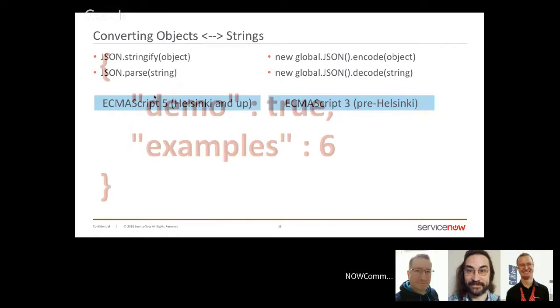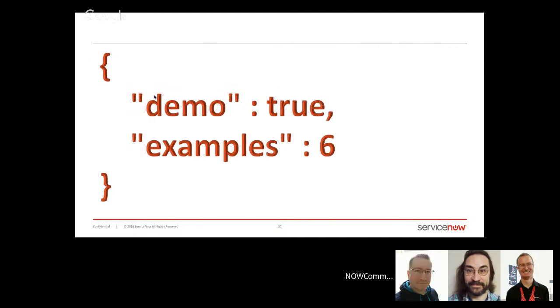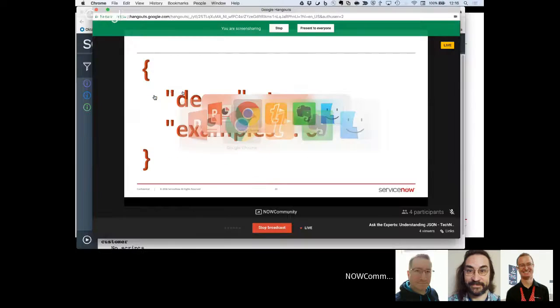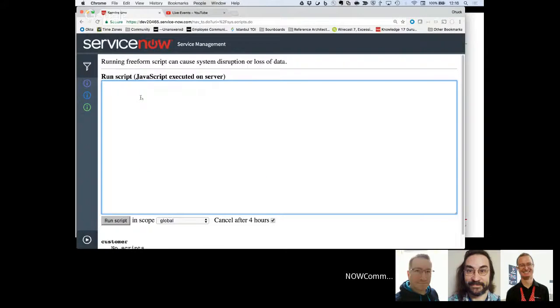So this is where we go to the demo. And I had to do this in JSON format. I couldn't resist. There are 6 examples coming up. I am going to jump to my personal developer instance, and I am in scripts background. And the first thing I wanted to show you was, I'm not going to make you watch me type. I have macros again at my disposal.